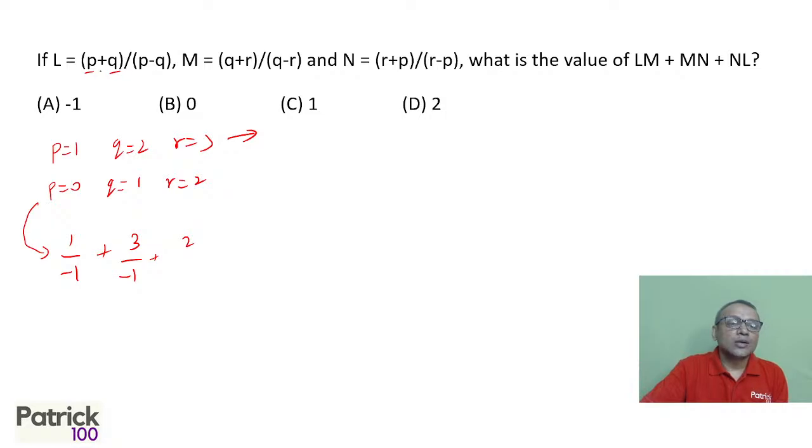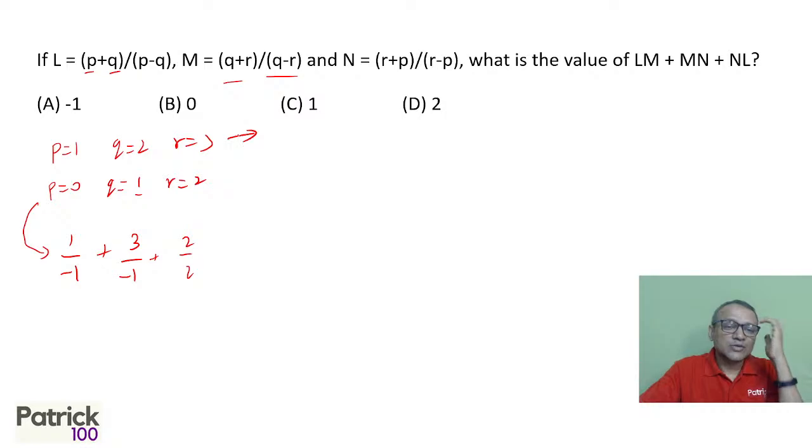I'm trying with the first one. P is 0 and Q is 1. So 0 plus 1 upon 0 minus 1 will give you minus 1. Okay, then Q and R are 1 and 2. So 1 plus 2 upon 1 minus 2 should give you minus 3. And then you will get R plus P upon R minus P, which gives you 2 upon 2, which is 1.